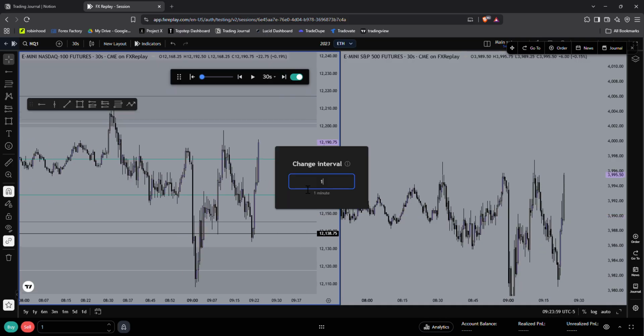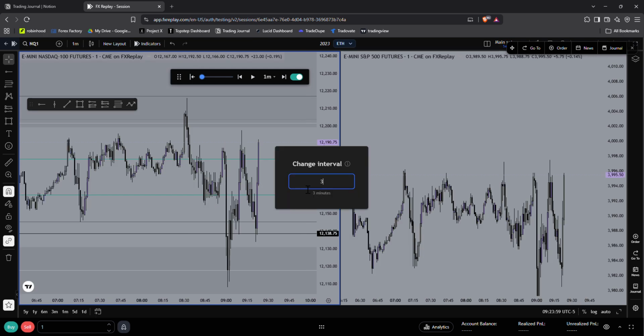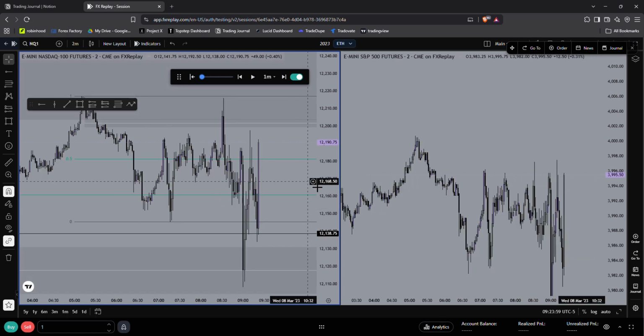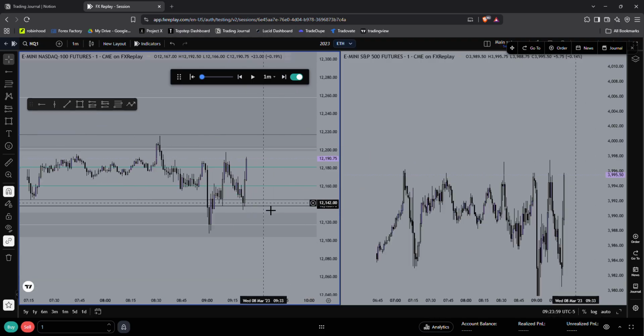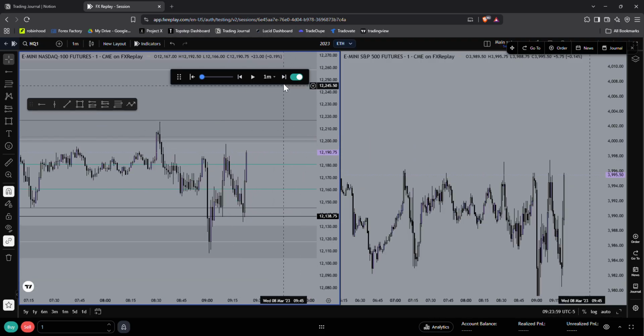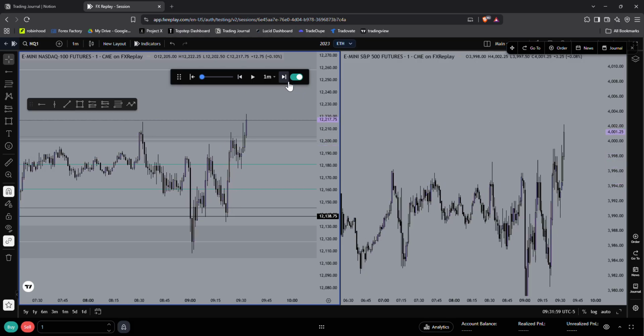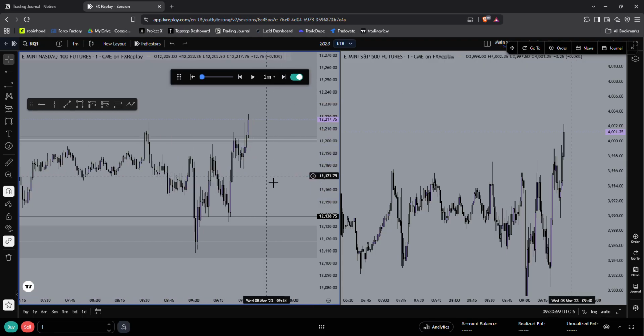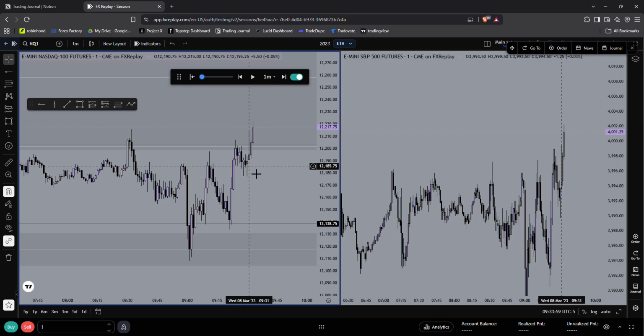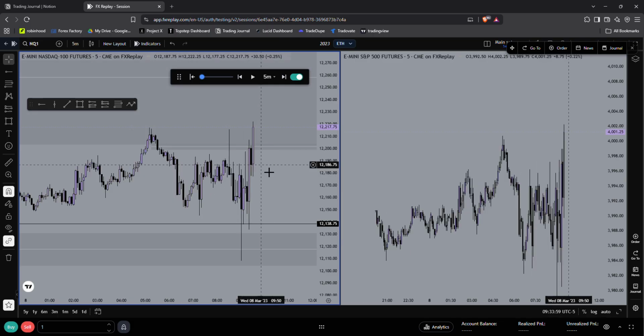Bruh, what the fuck is this booty ass price action? 2-minute. Okay, cool. Now we've hit this spot. 9:30 opens. We manipulate higher.